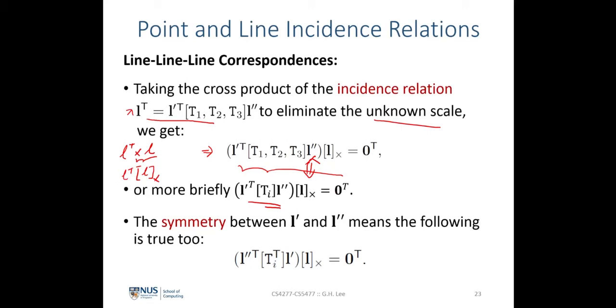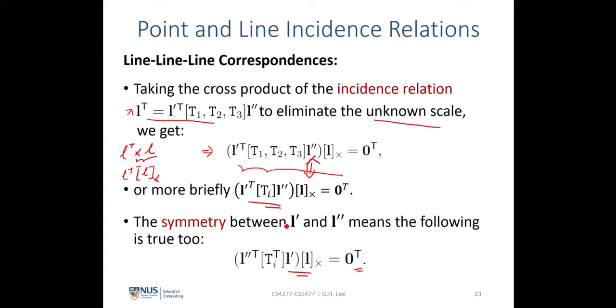And the symmetry between L prime and L prime prime also means that we can take the transpose of this, and hence we can see that L prime prime and L prime swap position, and we have to add a transpose and remove the transpose on L prime. But the relation will still remain the same. The cross product of these two terms is still going to be giving us 0.